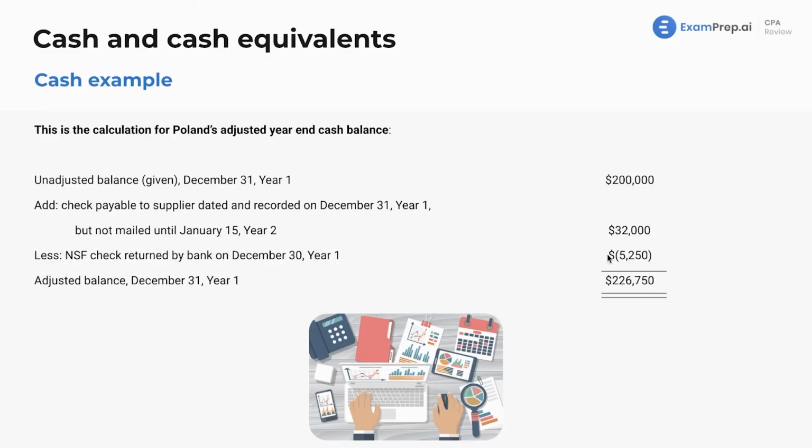And then this bounced check, we remove it from the year one balance, but it would be accounted for in the year two balance. It's just classification, right? It's timing, trying to make sure that it's recorded in the right period. Adjusted balance is $226,750.